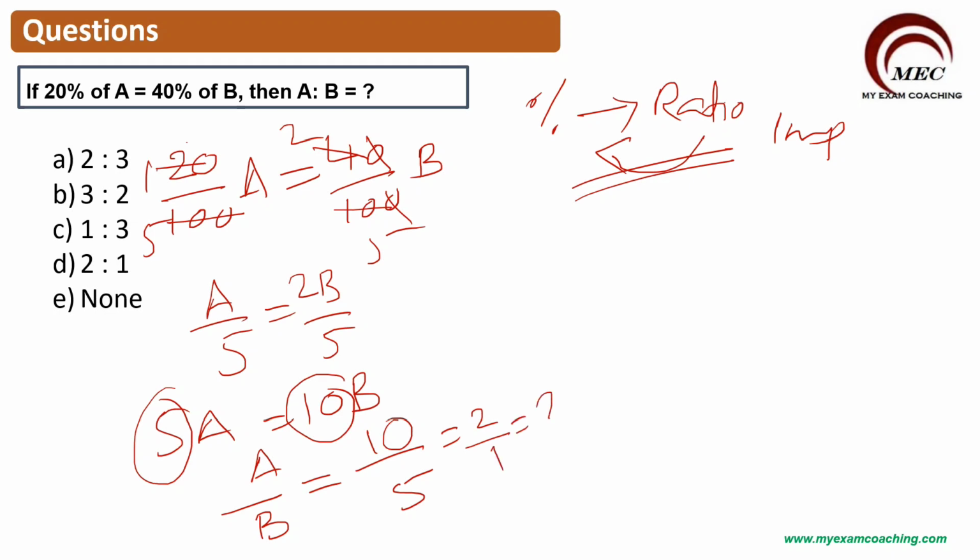Which is equal to 2 is to 1. So now 2 is to 1 is the correct answer. So 2 is to 1, option D you can mark as the correct option. Understand this what I told you very clearly.